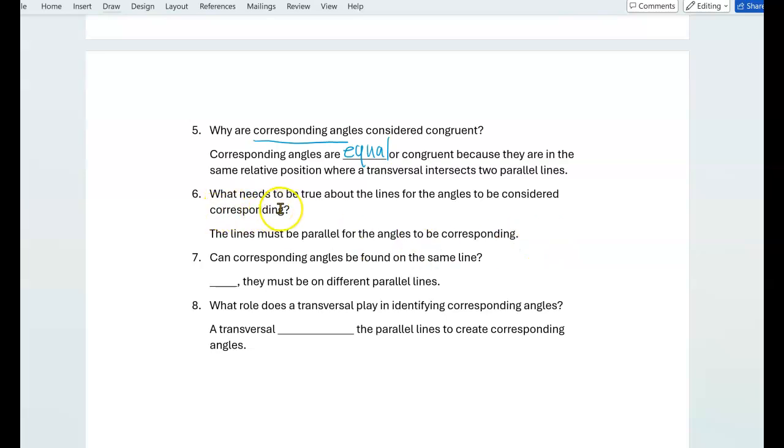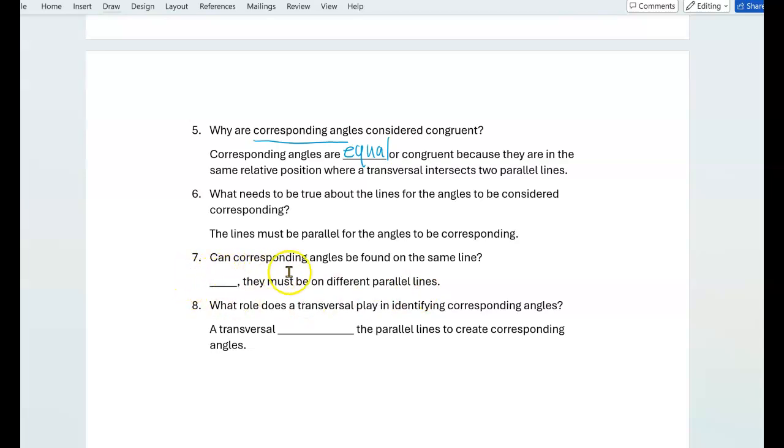All right, number 6, what needs to be true about the lines for the angles to be considered corresponding? And I just came right out and gave you the answer here. The lines must be parallel for the angles to be corresponding.